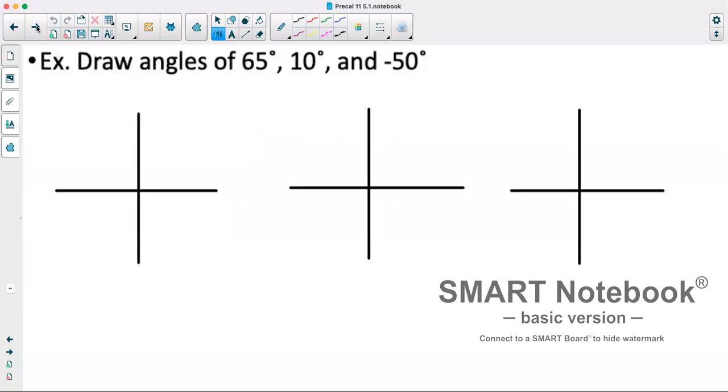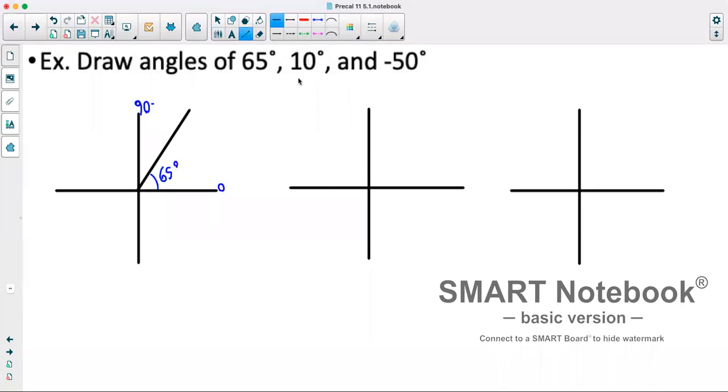So our first example: draw angles of 65, 10 degrees, and -50. For this, we're just going to estimate what our angles are based off the fact that we know this is 0, this is 90. So, for example, 65 is close to 60, and 60 out of 90 would be 2/3, so we would draw a line 2/3 of the way to 90, so probably something like this. And then label it 65 degrees.